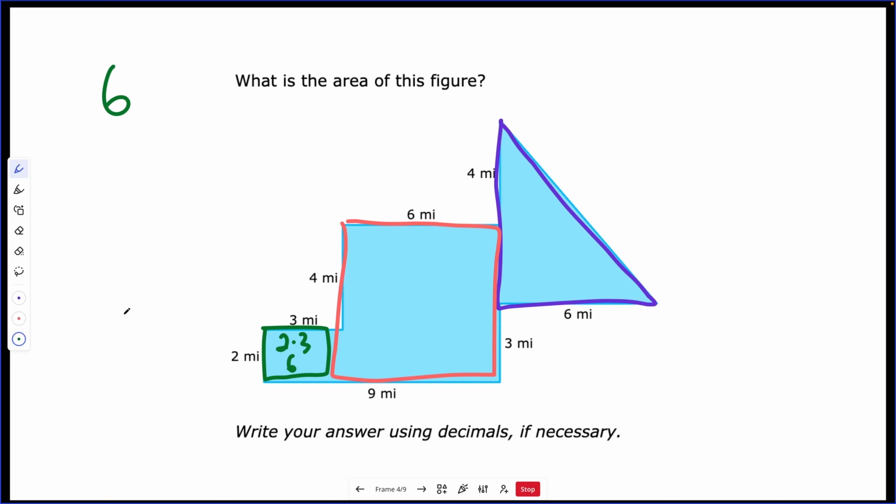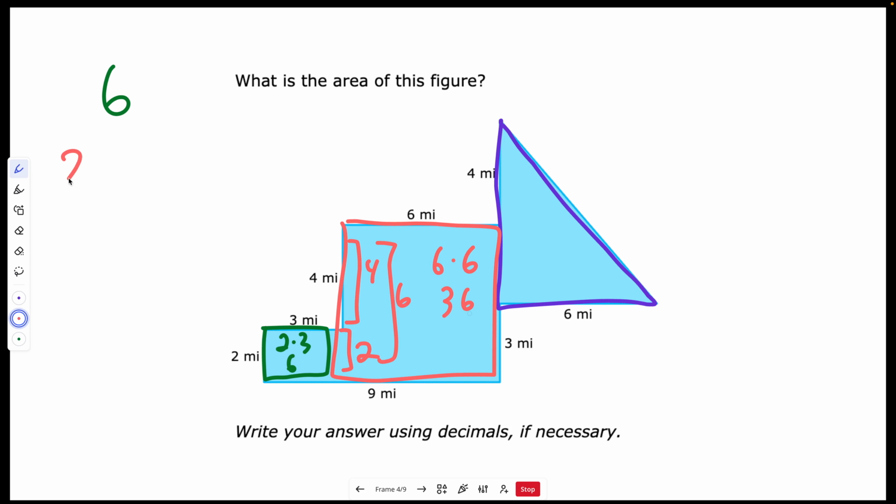Now, for the middle shape, it looks like a square, but we're not sure because I know this side is 6 because they told me that's 6, but I don't have this side or this side. So in order to find one of those sides, well, we can look right here, and I know that this part is 2, because of this 2 right here. And I know this part is 4, which means that the whole side is now 6. And so the area of this square slash rectangle is 6 times 6, which is 36.